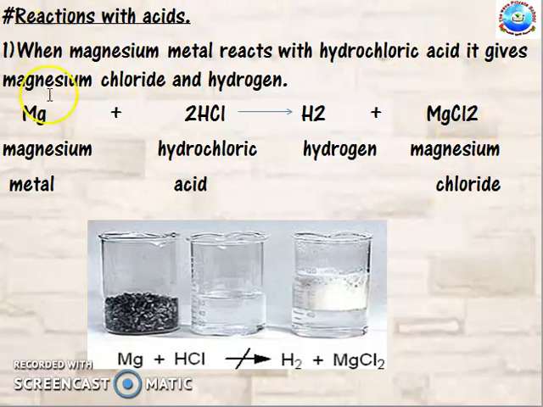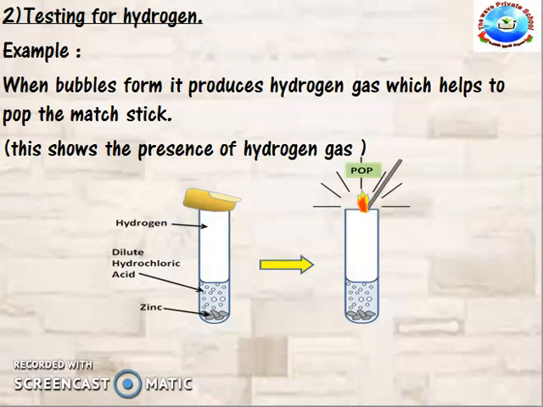Okay, got this concept when magnesium reacts with acid? Now we are going to see very interesting things. Students, you know oxygen, nitrogen, carbon dioxide and hydrogen are all gases. We cannot see these gases, but there are a lot of experiments which are going to show you the presence of hydrogen, nitrogen, oxygen, carbon dioxide and so on.